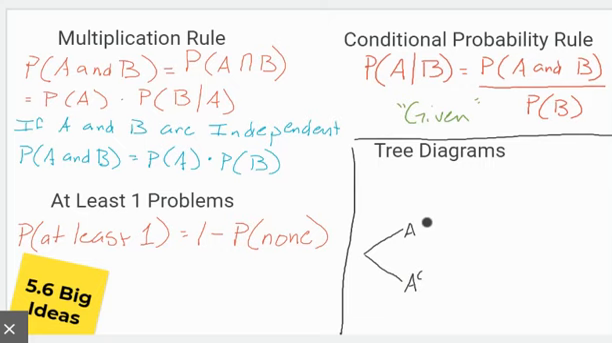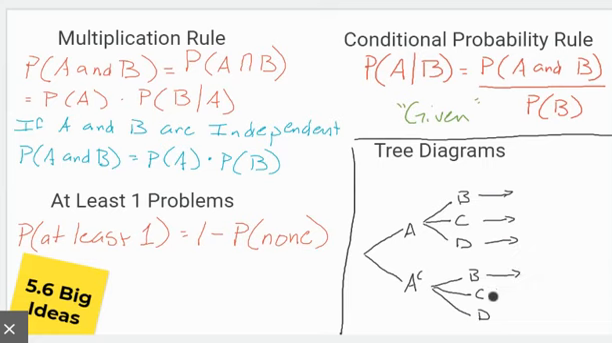And then let's say I have these other events that could occur. So this could even be not A. Let's call this event happening B, and this C, and this D. And then this right here is also B and C and D. Now, with a tree diagram, what we know is each one of these branches uses the multiplication rule to find a probability.